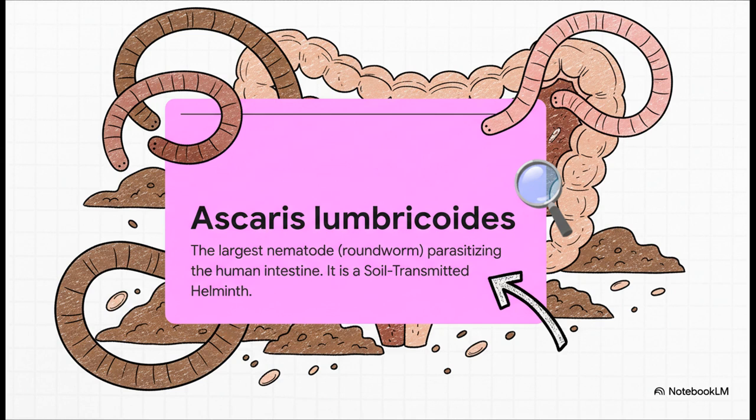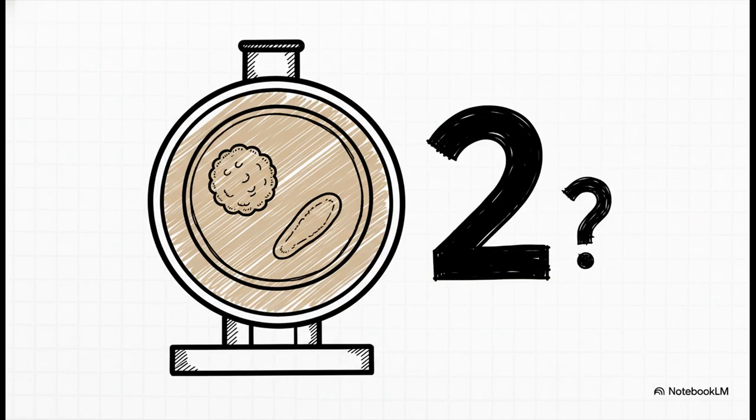You'll also see it called a soil-transmitted helminth, and that name tells you exactly how it gets around, from the environment right into a person. Okay, and here's where it gets super important, especially for those of you with exams on the horizon. The key to diagnosing an Ascaris infection is actually finding its eggs in a stool sample. But there's a catch. The female worm makes two totally different kinds of eggs.